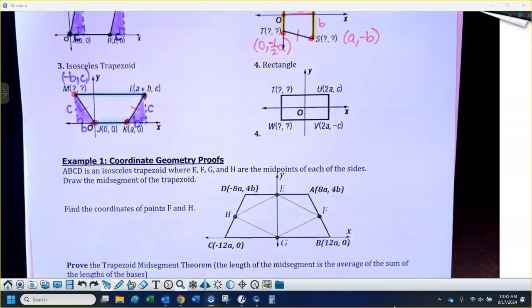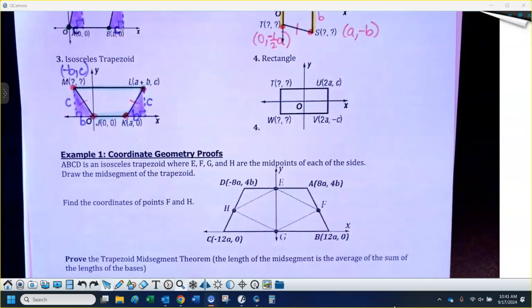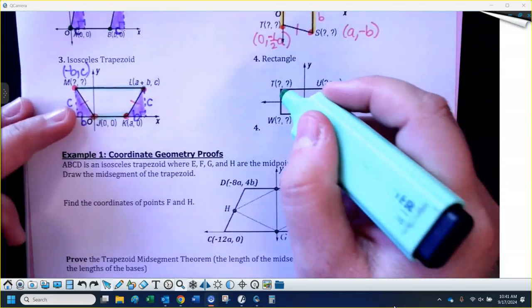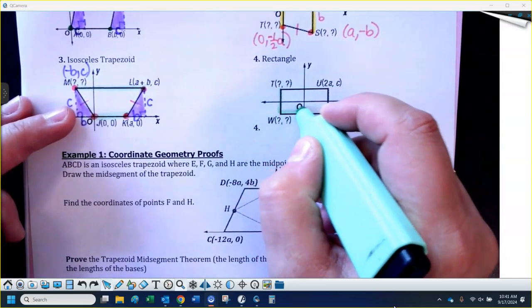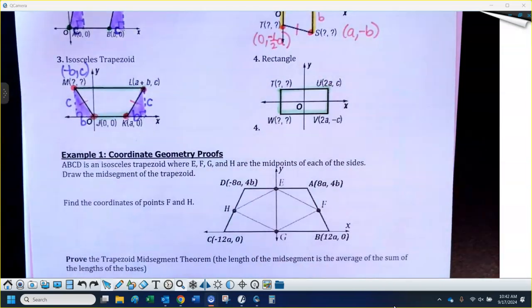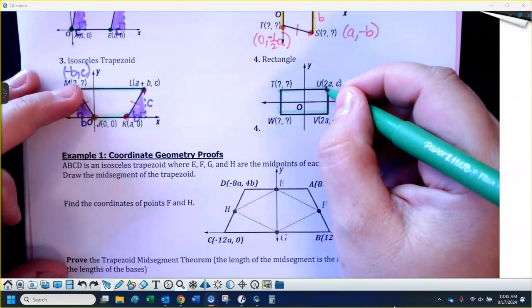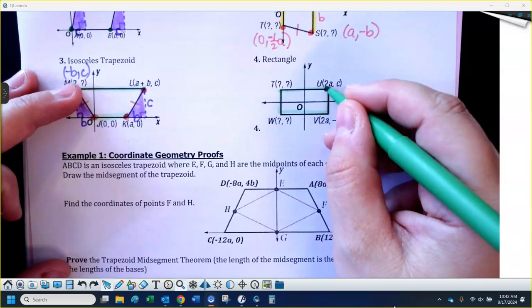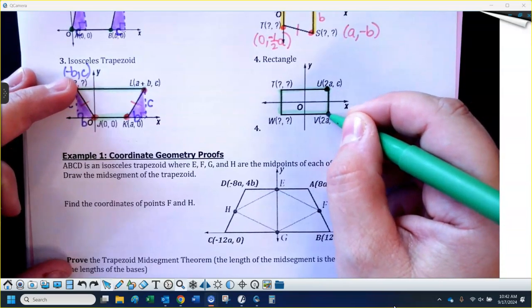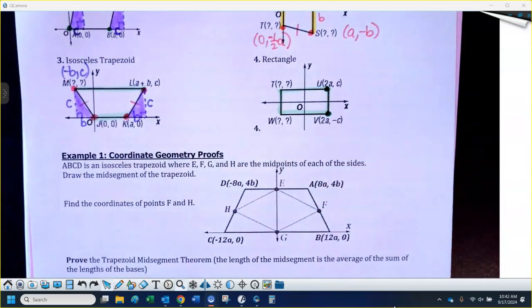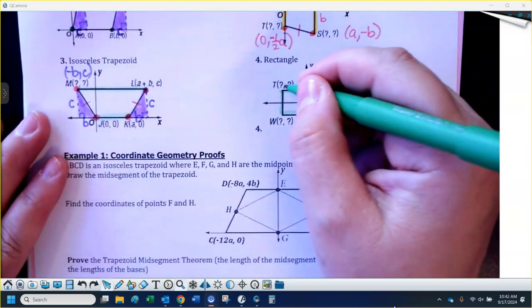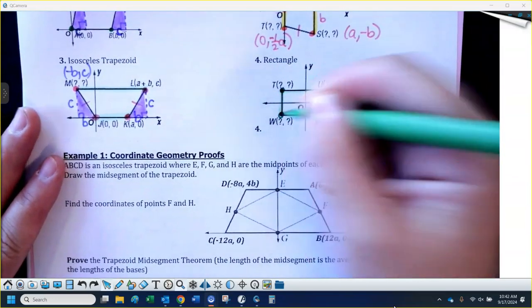Okay, let me have you guys do one more. This is a rectangle, so they only give me one point. The center of this rectangle, though, is at the origin, so this is all centered. Like if we'd fold this in half on the y-axis, the two sides would match up. Or if we'd fold this in half on the x-axis, the two sides would match up. So they give us two points. This point U is 2A, C. This point V is 2A comma negative C. And we're missing T and W.